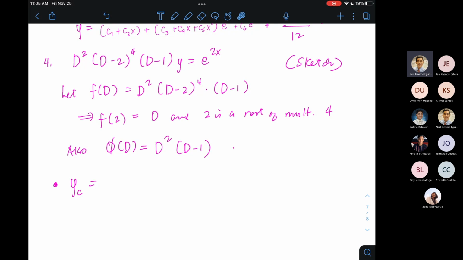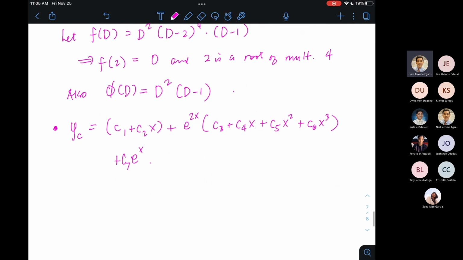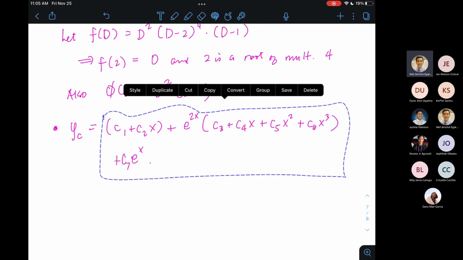So here we know that d squared will give me 0 as a root of multiplicity 2. So I'll have c1 plus c2x times e to the 0x. Then we have d minus 2 raised to the fourth. So e to the 2x will come up with a cubic factor: c3 plus c4x plus c5x squared plus c6x cubed. And then d minus 1 is once a factor. So we'll have a plus e to the x over here, times c sub 7. This is the general solution to the homogeneous version. Let me copy this over.